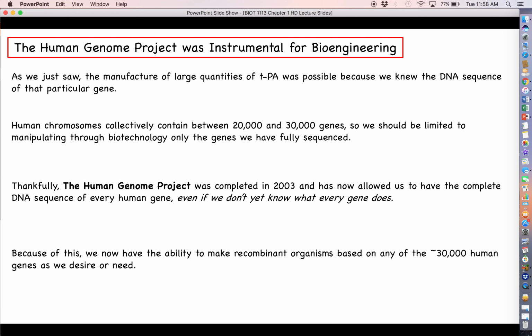So because of this, we now have the ability to make all kinds of different recombinant organisms based on the need or desire we have for any of these roughly 30,000 human genes. So if 10 years down the line, we identify some gene and need to figure out a way to make a lot of the protein product of this gene, well, we've had the information on how to make that and how to work with it ever since the completion of the Human Genome Project.